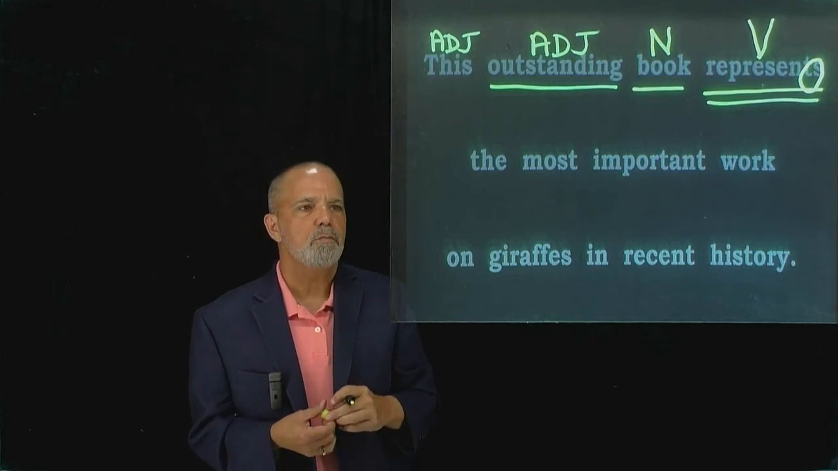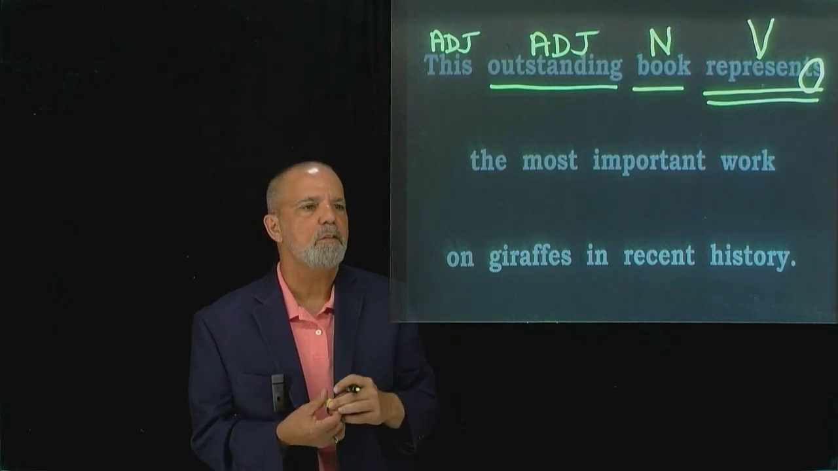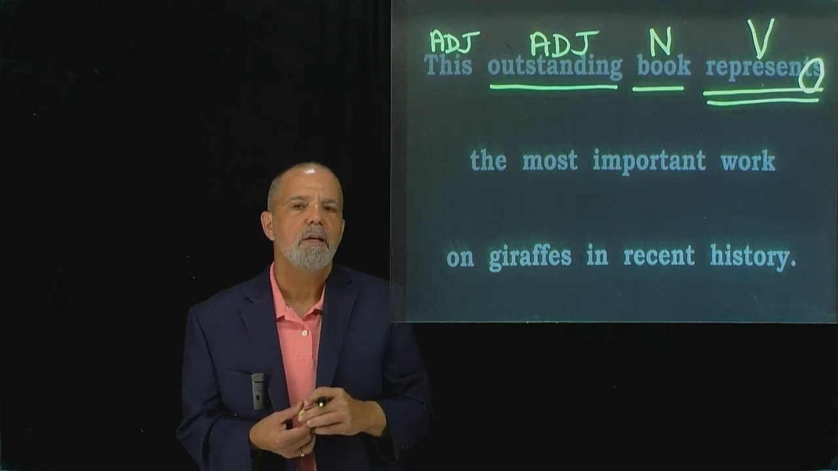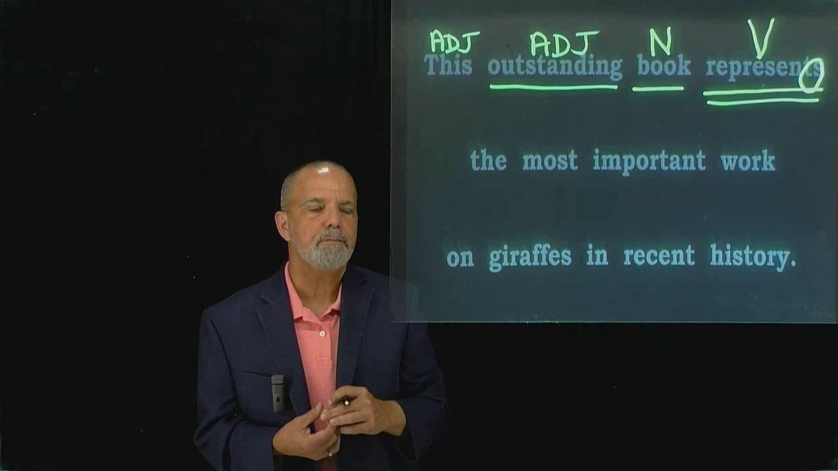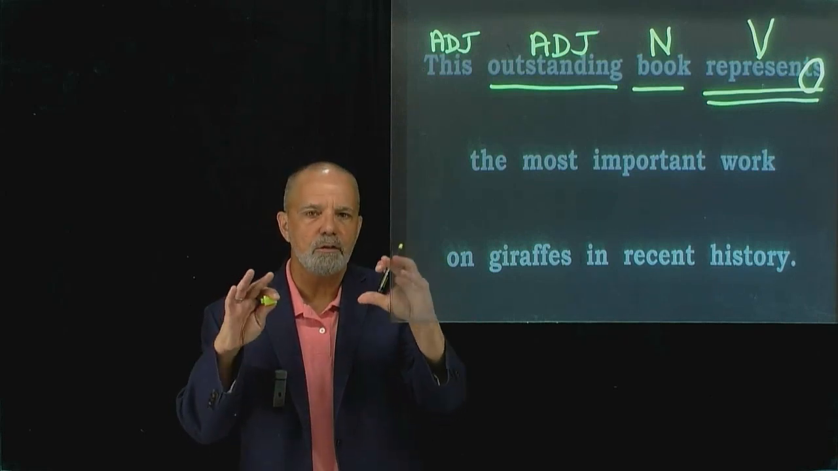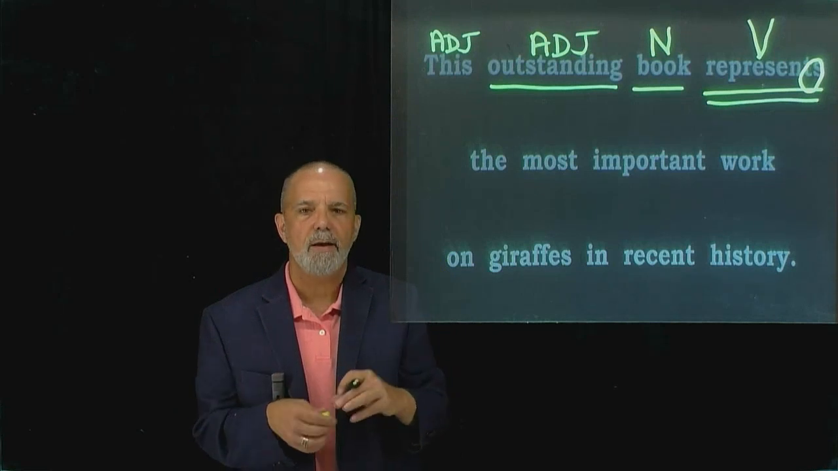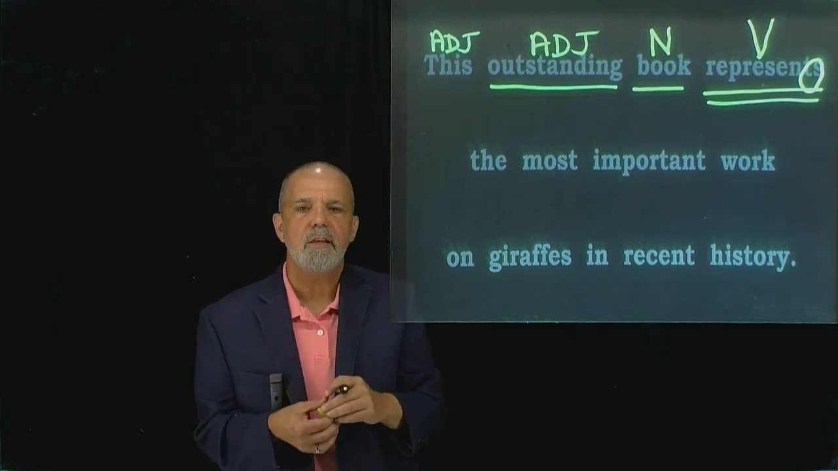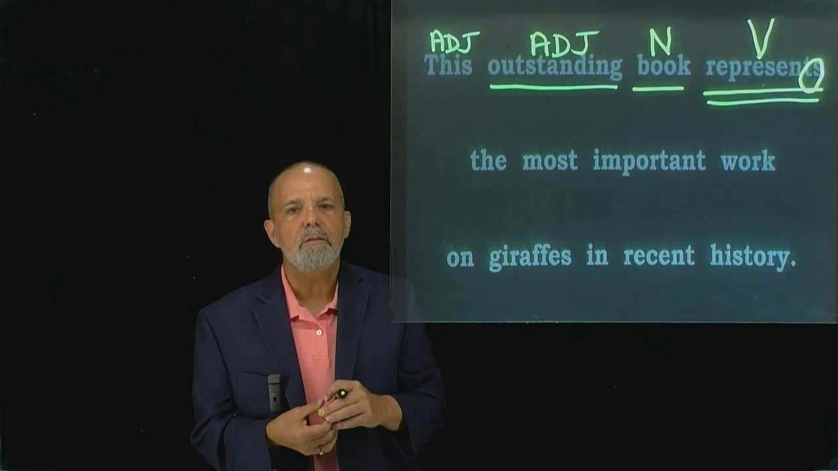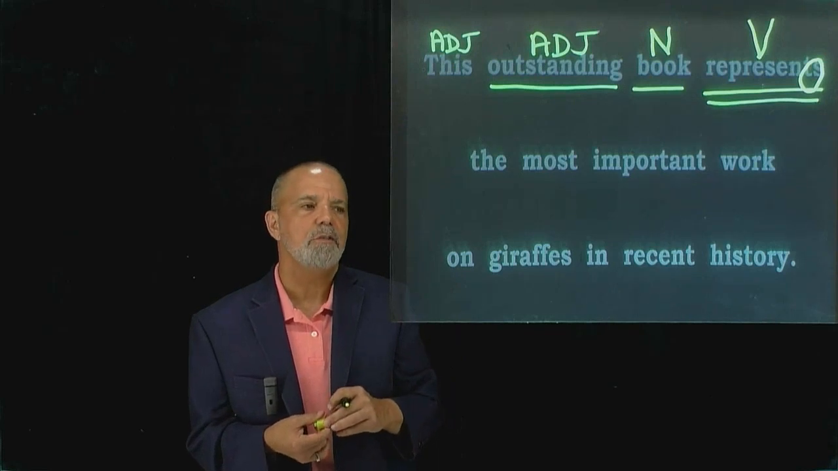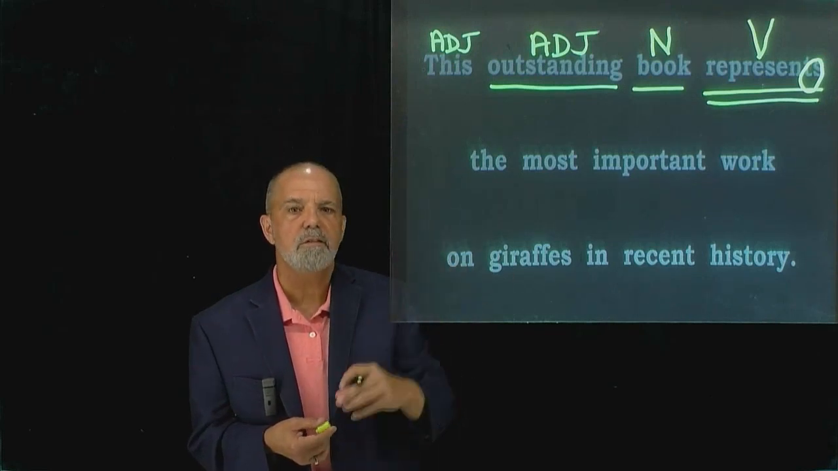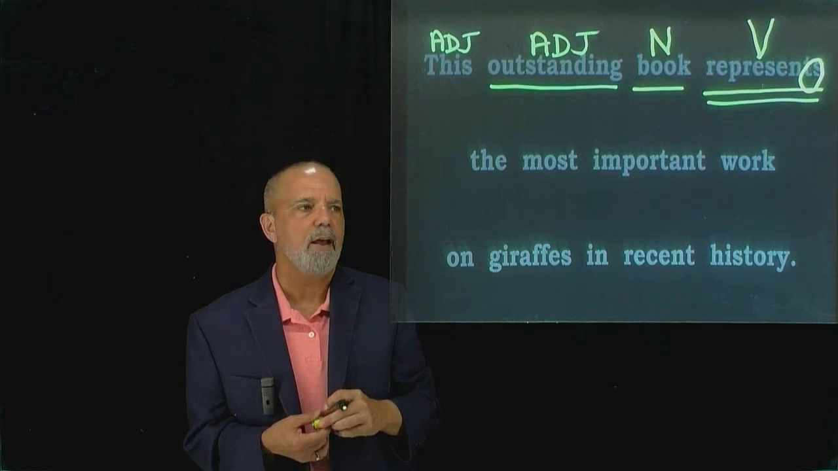So in this next group of words, the most important work on giraffes in recent history, if you had to divide that into 3 pieces, what would your pieces be? One way to divide it would be to say that the most important work is one chunk, and then on giraffes is one chunk, and in recent history is one chunk. Nouns are usually pretty easy to follow, to be able to identify. So let's try to find the nouns here. And I will tell you that in these next words, there are 3 nouns. What are our 3 nouns?